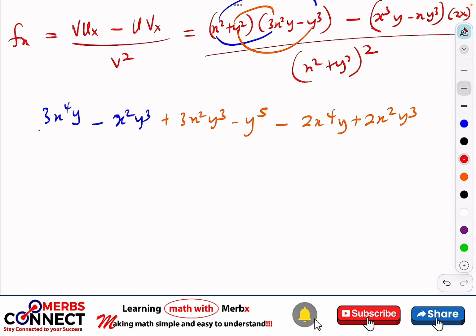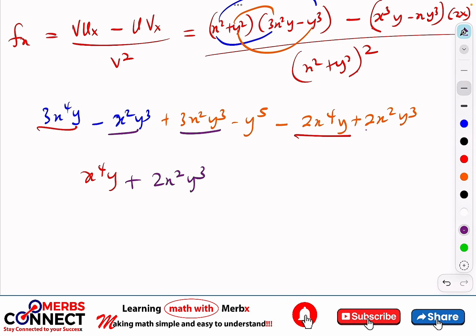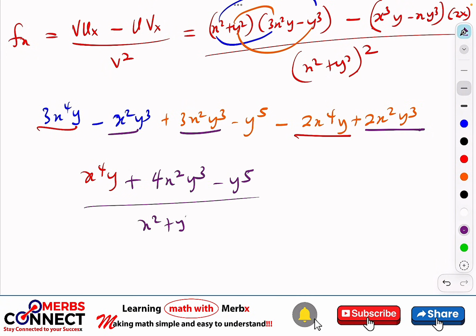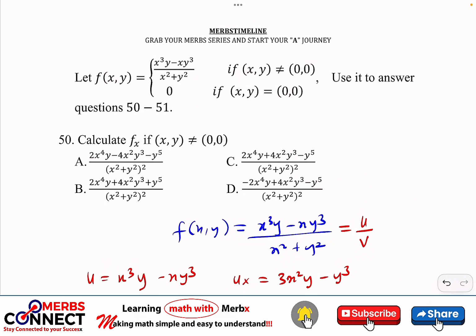So let's see if we can cancel some of the terms out. This guy and this guy are the same, so they are going to give us x to the power this, and this guy and this guy are the same, so you're going to give us 2x squared y cubed. They are also the same as this guy, right? Yes, so it's going to give us 4. And then the last one is minus y to the power 5, divided by x squared plus y squared all to the power 2. So x to the power 4 y. Oh, there is 2 multiplying that.